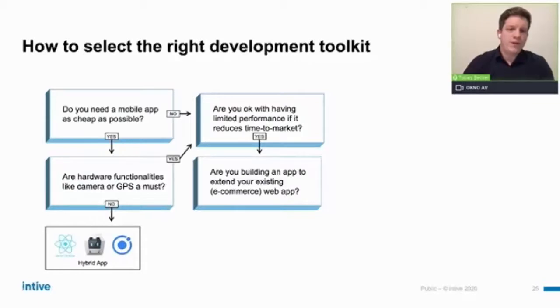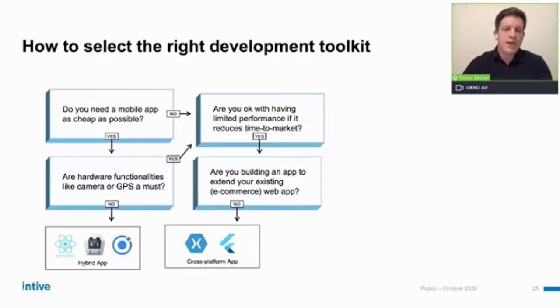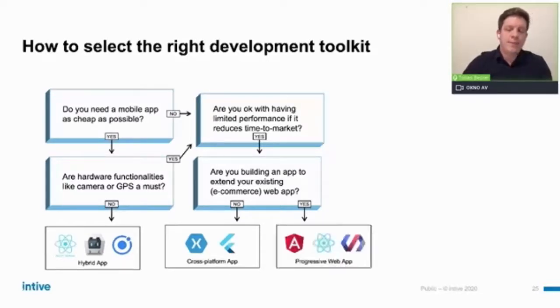If limited performance is okay, one other thing to consider is, are you building an app to extend your existing web application? So do you already have a web application and just want to expand it to the mobile channel? If no, so you're building a completely new application, cross-platform app development using Xamarin or Flutter might be the right thing for you. If you just extend your system by a new application and you have web applications already, progressive web apps should do the trick for you.